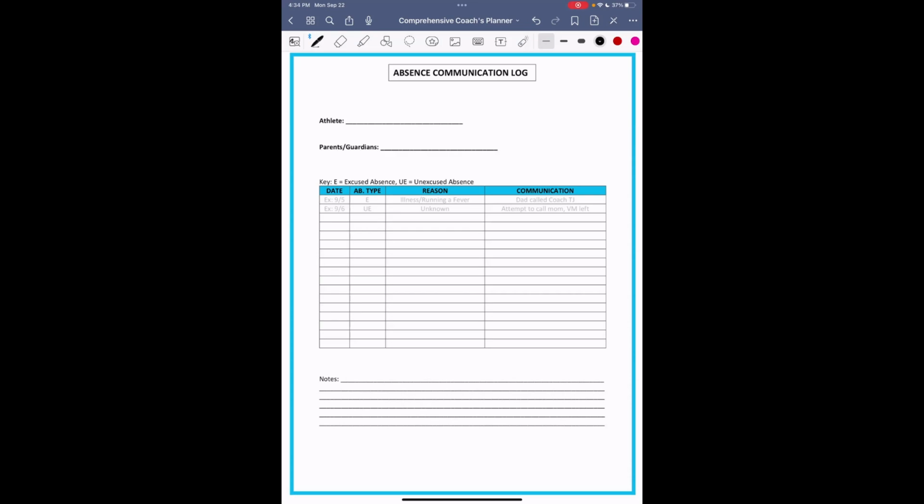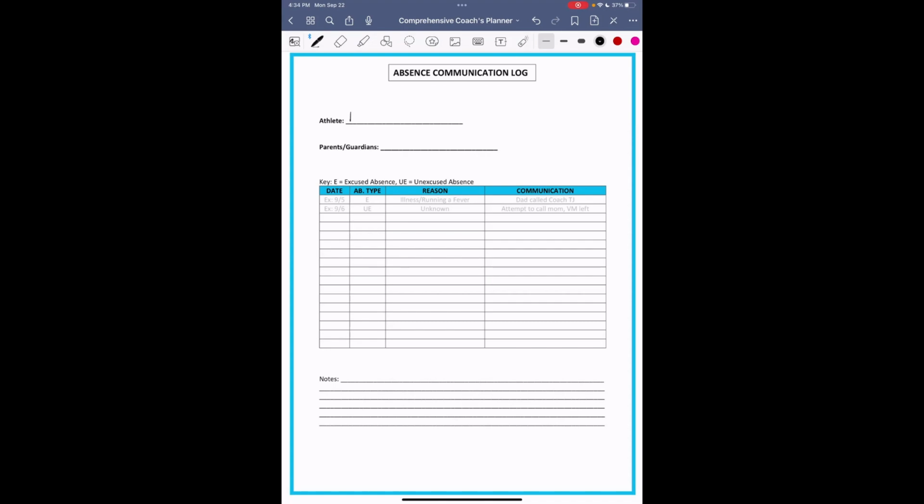A communication log for absences can be really critical to our documentation process, not only to have a record of communications that were had, but it also notes absences, reasons for absences, and the communication around those, as well as giving us a snapshot view of any patterns that might be occurring with an athlete's absences. We're going to have these for each of our athletes. They're all going to have one of their own.